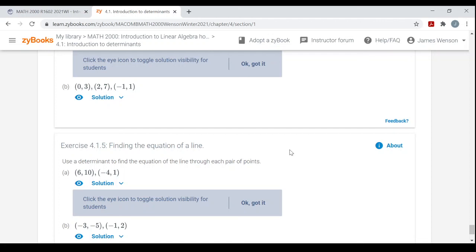And yeah, so that's it for section 401, this introduction to 2x2 determinants, 3x3 determinants, and in the coming sections we'll see how to find determinants of larger matrices and just in general any square matrix.